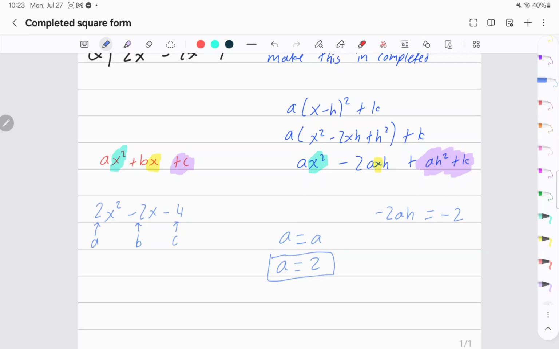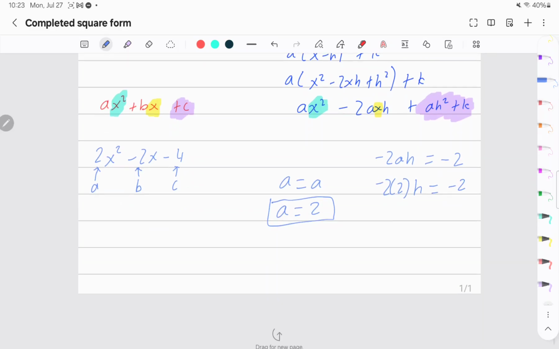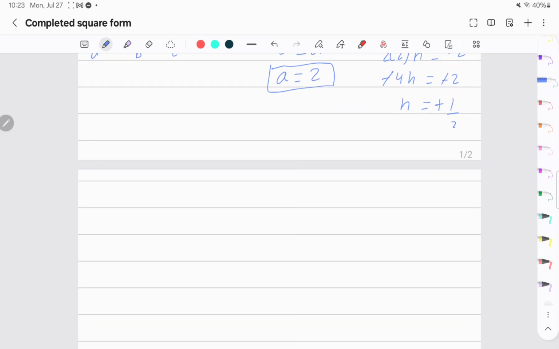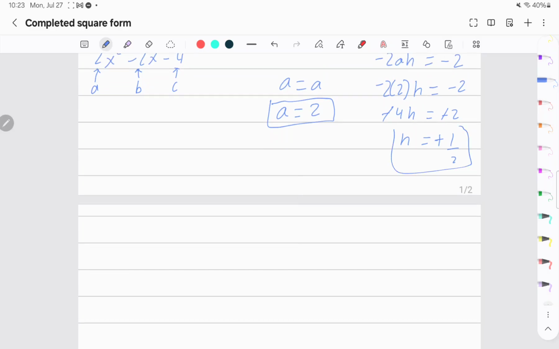Now if you go further, you see minus 2 is multiplying with a. Do we know what a is? Yes, we definitely know what a is. So we multiply it with 2, and h minus 2 stays the same. This becomes minus 4h equals minus 2. You simplify it further, you're going to get just 1 over 2, because the minus signs cancel here and here. Okay, so now you found your h, you found your a.